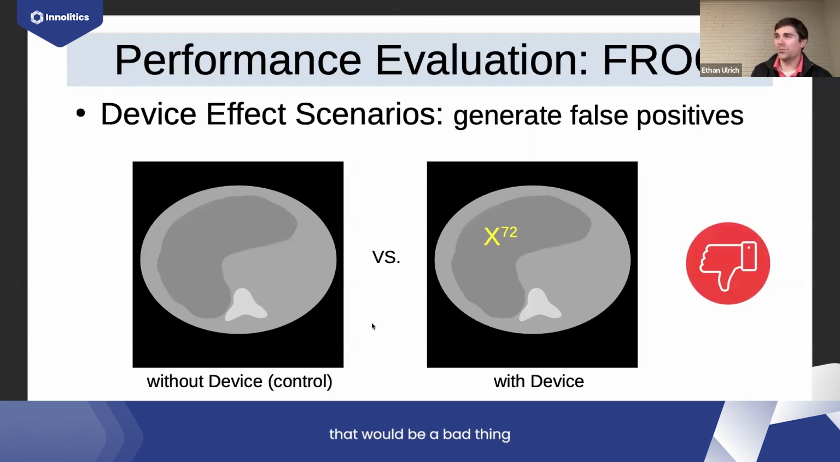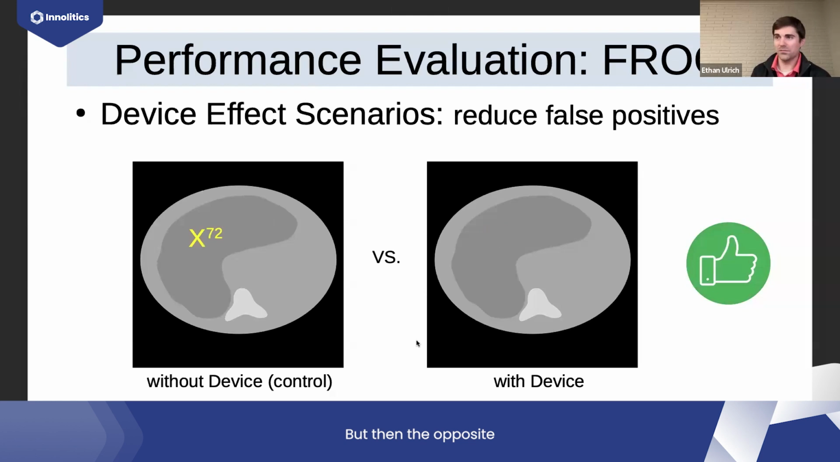And another way that would be a bad thing that can happen a lot with devices is it generates more false positives, or causes a reader to generate more false positives. In the ground truth, there is no lesion. When they didn't use the device, they didn't find anything. But when they used the device, for whatever reason, they thought they saw a lesion. Now, that would be a bad thing for your device's performance, and you hopefully can avoid those.